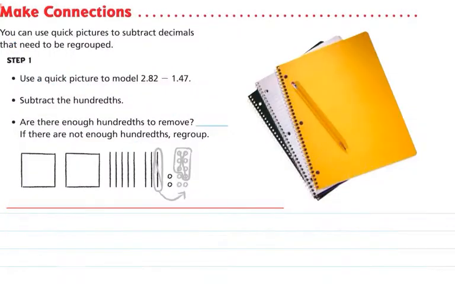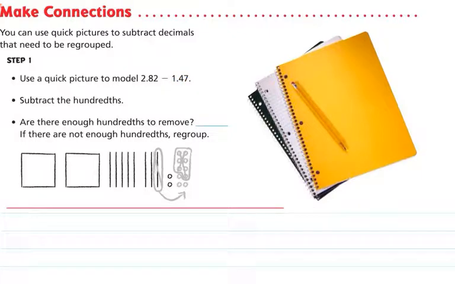Now, boys and girls, we're going to make connections. It says you can draw quick pictures to subtract decimals that need to be regrouped. So this is how you can use models without having the base 10 pieces in front of you at home, or maybe when you're doing problems on a quiz or a test. It says use a quick picture to model 2 and 82 hundredths minus 1 and 74 hundredths. First, we're going to subtract the hundredths. Notice, boys and girls, we start at the back. We subtract the hundredths, then the tenths, and then the ones.